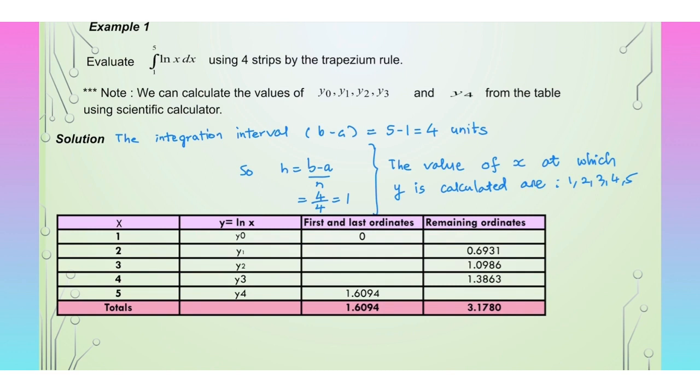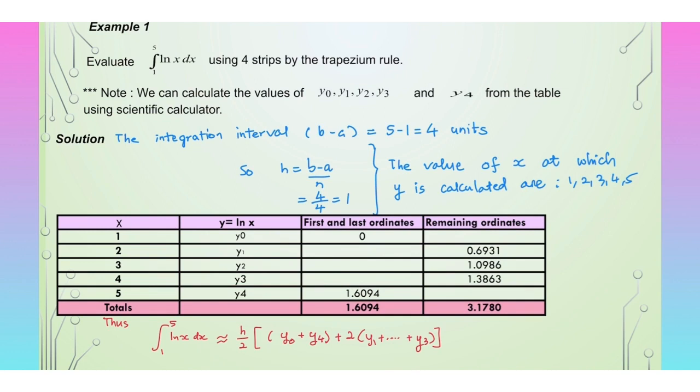Then we will use these values in order to find the integral of ln x from 1 until 5. This is approximately equal to h over 2. The value of h we already have is 1, so 1 over 2, and then times y0 plus y4. That is the value for the first and the last ordinate.